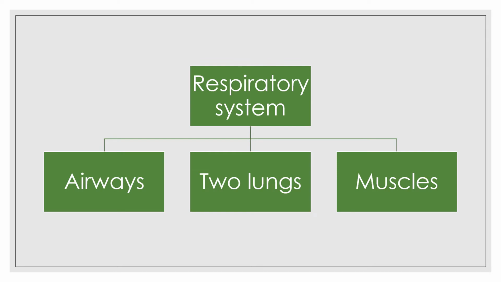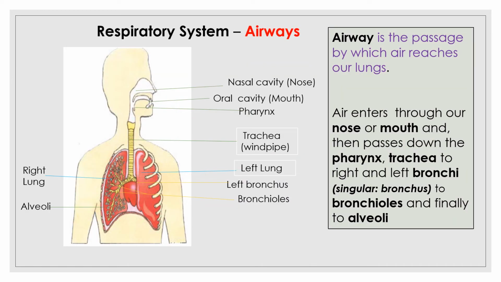So, the human respiratory system consists of three major parts: the airways, that is the passage through which air passes; the two lungs, that is the organs where gas exchange occurs; and the muscles, which include rib muscles and diaphragm, that are involved in breathing in and breathing out air. Let us now study each part of the respiratory system. As mentioned earlier, the airway of the respiratory system is the passage by which air reaches our lungs. It also carries air between the lungs and the body's exterior.